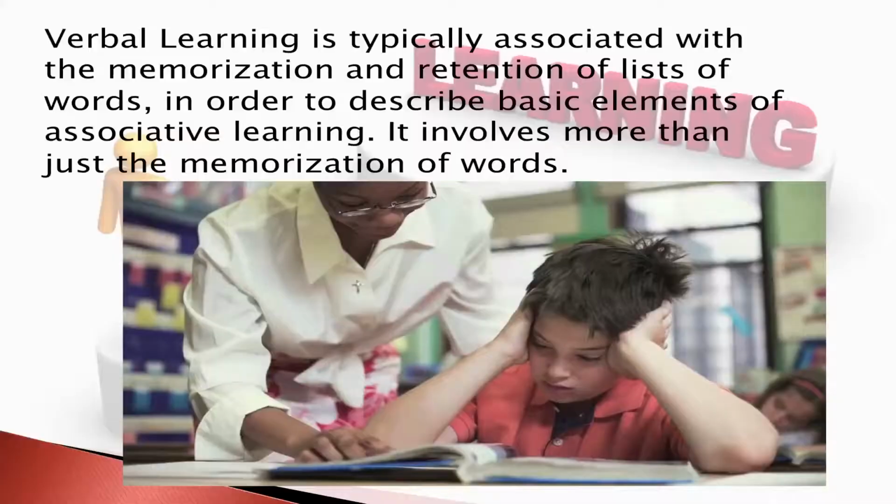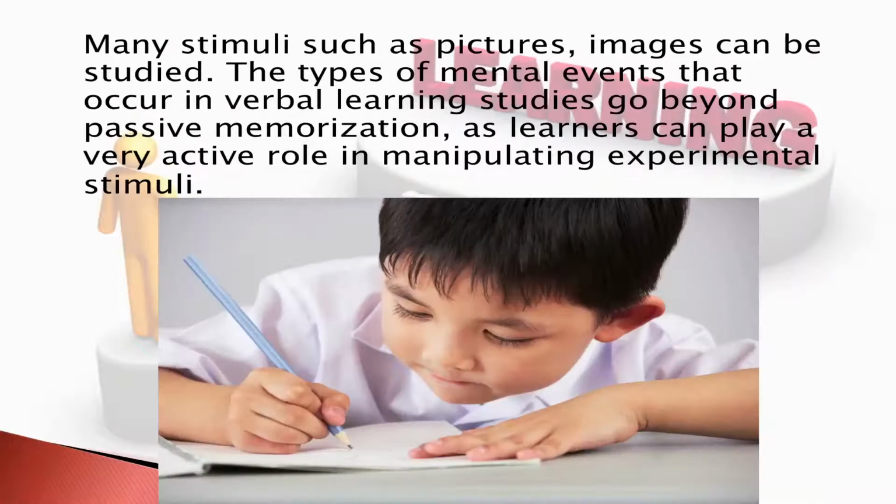Verbal learning is typically associated with the memorization and retention of lists of words in order to describe basic elements of associative learning. It involves more than just the memorization of words. Many stimuli such as pictures, images can be studied. The types of mental events that occur in verbal learning studies go beyond passive memorization, as learners can play a very active role in manipulating experimental stimuli.